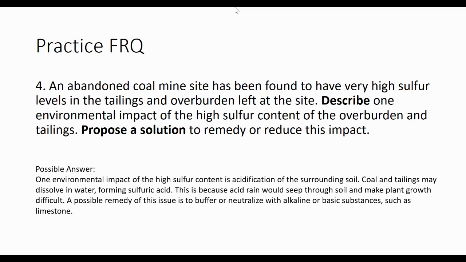A possible remedy, however, to this issue is to try and buffer or neutralize that acid with some sort of alkaline or basic substance. A good example of an alkaline or basic substance would be mixing the soil with limestone in order to neutralize the sulfuric acid.